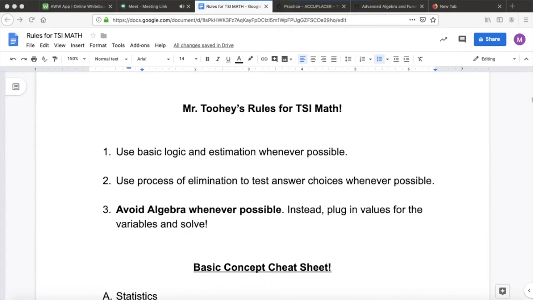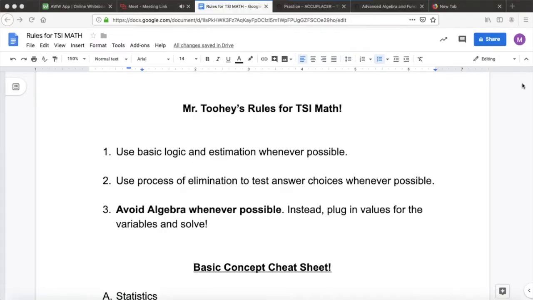All right, welcome everybody. This is TSI Math Crash Course Day 3, Part 1. We're going to be learning today one of the most important, one of the most effective strategies for TSI Math that is going to simplify essentially any algebra question that you're going to see on this test.